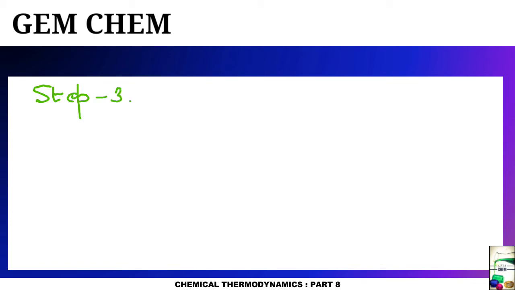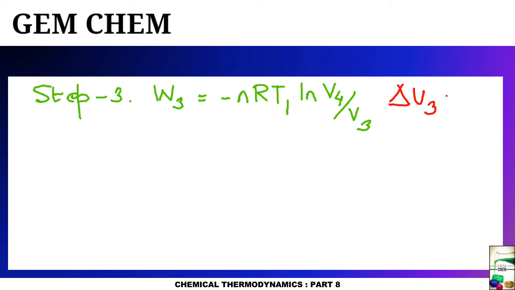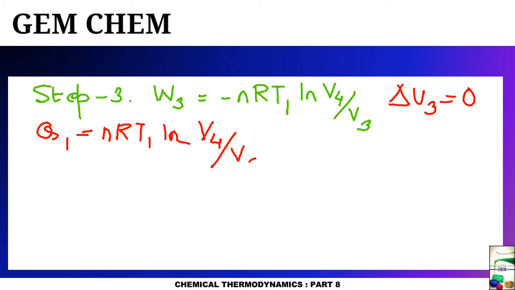So for step 3, we have W3 equals minus nRT. Again, since it is an isothermal reversible compression, the temperature will be T1, ln V4 by V3. Since it is an isothermal condition, ΔU3 must be 0. So we get Q1 equals nRT1 ln V4 by V3.